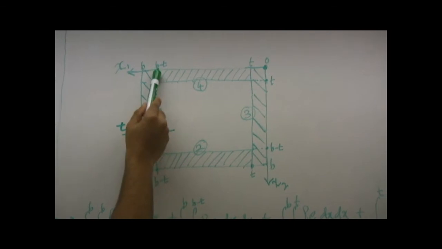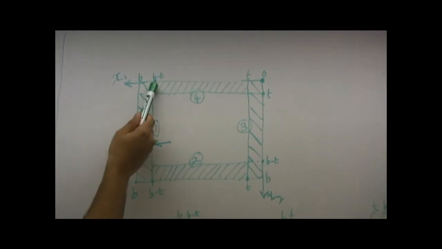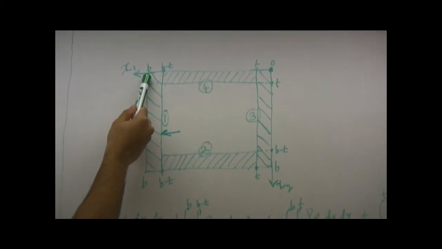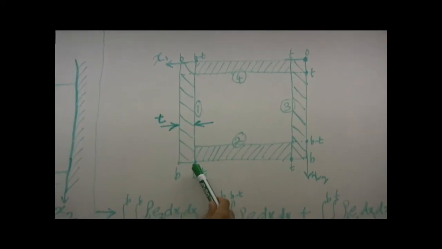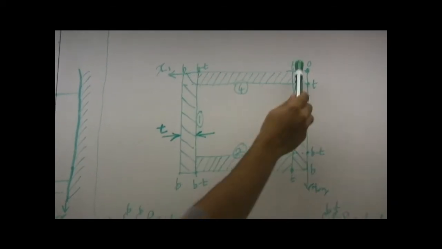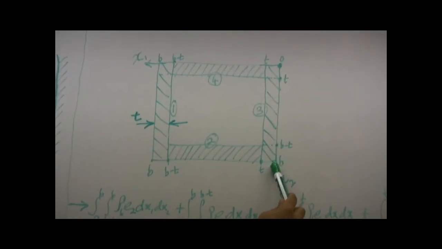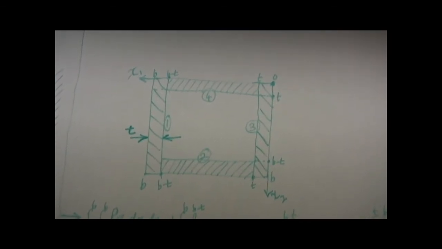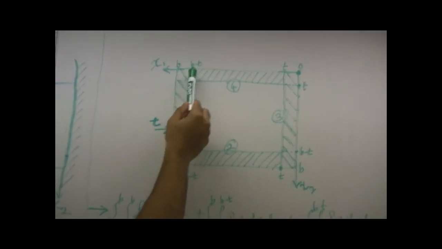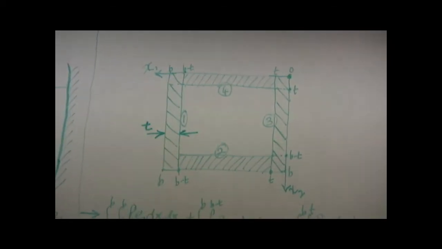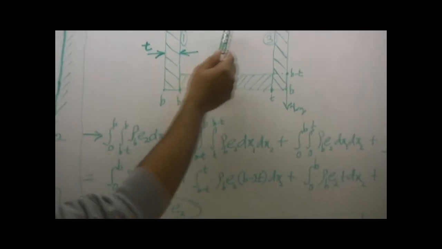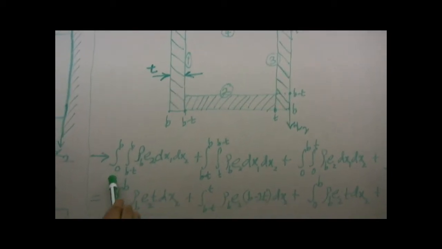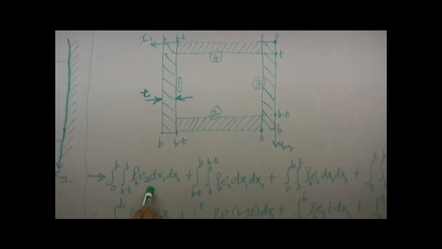So this point over here, which will be B minus T, and the end point over here will be B in the direction x1. Similarly, in the direction x2, it will start from 0 and go to the width of the beam, which is B. So our integral for surface 1 becomes, in the direction x1, from B minus T to B, which is as here, and in the direction x2, from 0 to B, which is over here. So this is how we get the integral for surface 1.